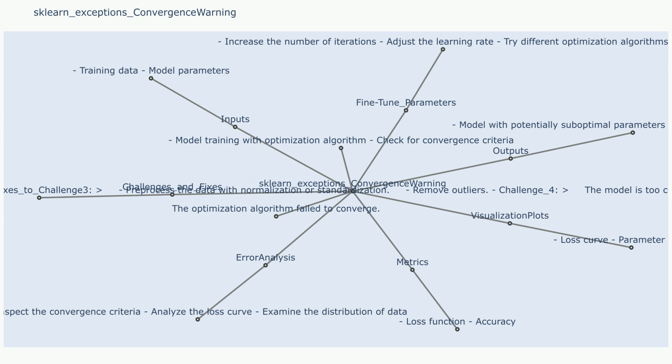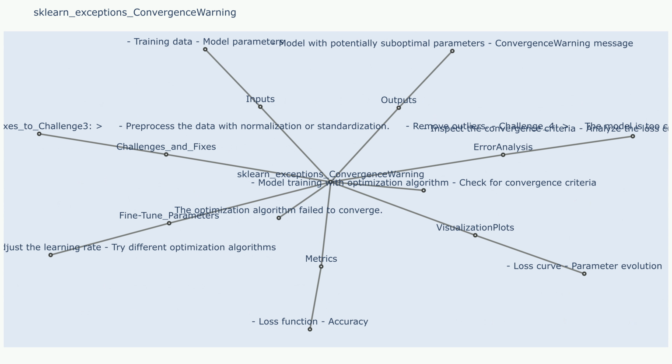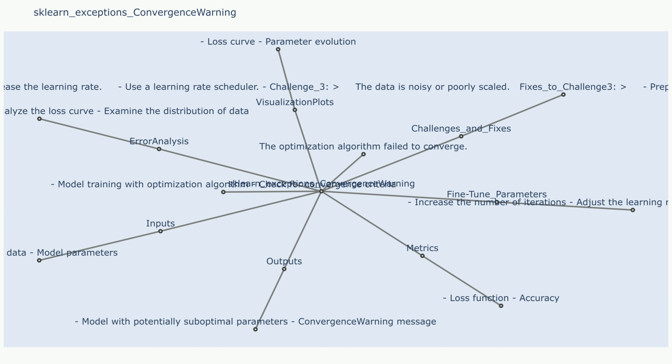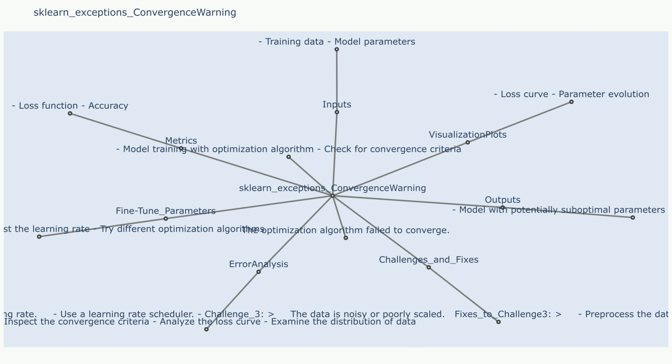Fine-tune parameters. Max iterations: increasing the number of iterations allows for more optimization attempts, potentially leading to convergence. Learning rate: adjusting the learning rate can influence the speed and stability of optimization. Uncertainty methods. Bootstrap aggregation (bagging): combining multiple models trained on different subsets of the data to estimate uncertainty. Bayesian optimization: using a probabilistic framework to search for optimal hyperparameters while considering uncertainty.